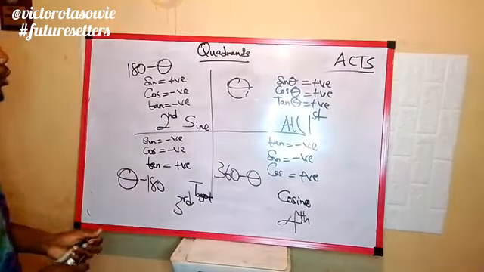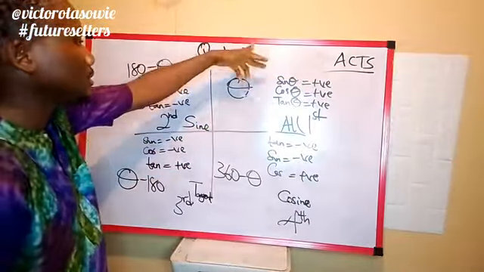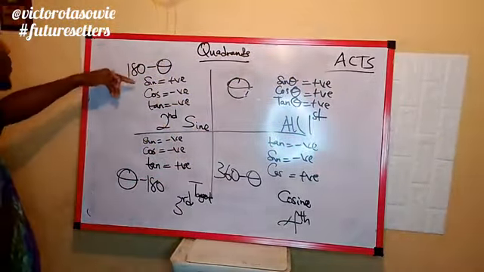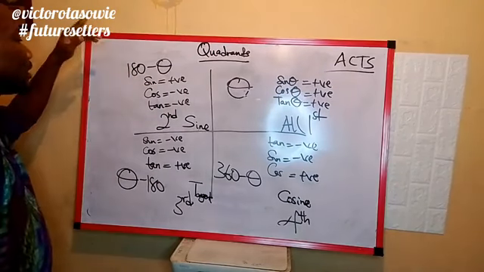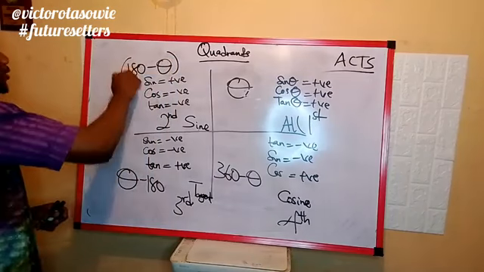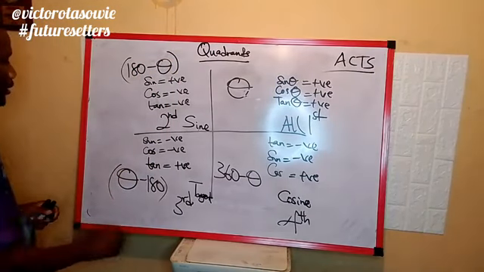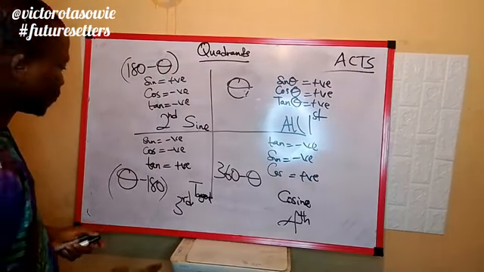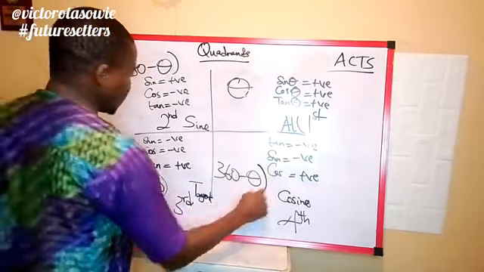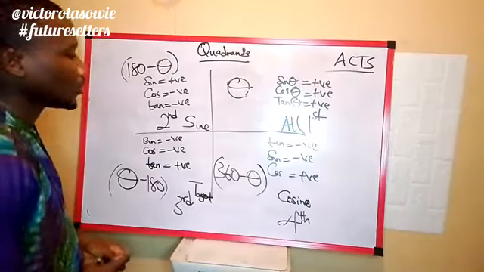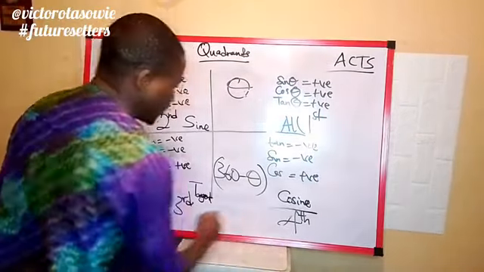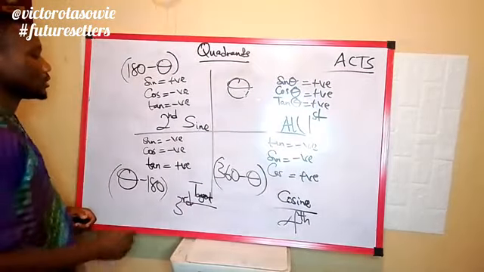So in our first quadrant, all, tan is positive, sine is positive, cos is positive. In the second quadrant, sine is positive, cos is negative, and tan is negative, and our focus is on 180 minus theta. Our third quadrant is theta minus 180, in which sine is negative, cos is negative, and tan is positive. Then in the fourth quadrant, our focus is on 360 minus theta, in which cos is positive, sine is negative, and tan is negative. So in this aspect, our focus is on cosine. This aspect, our focus is on tangent.